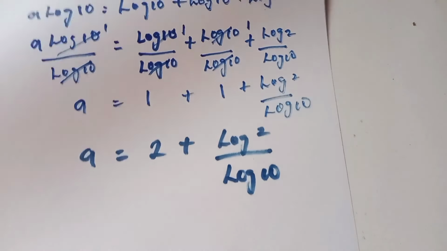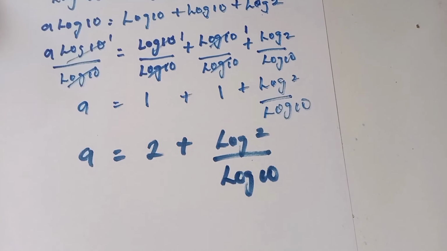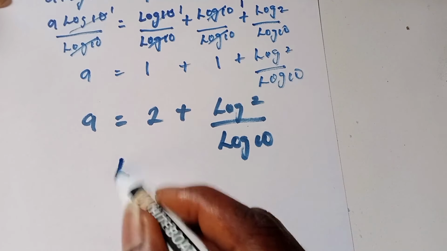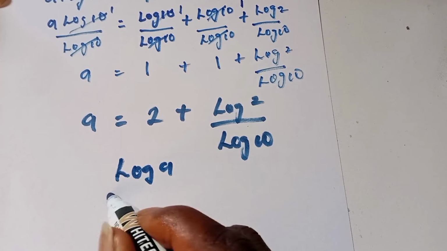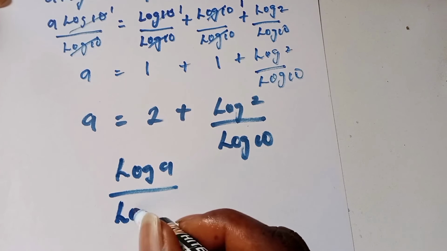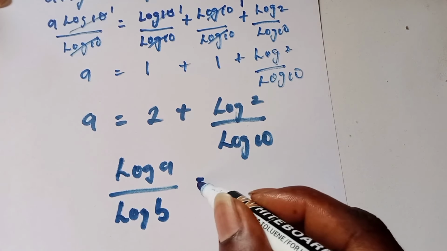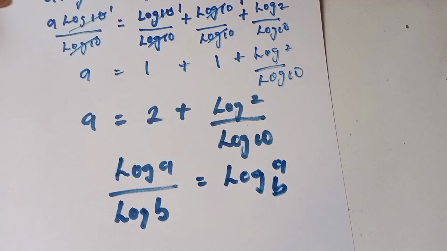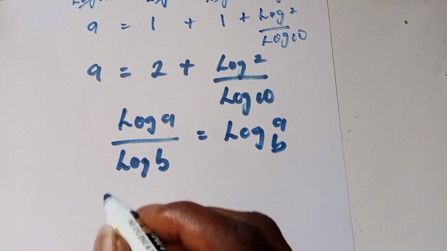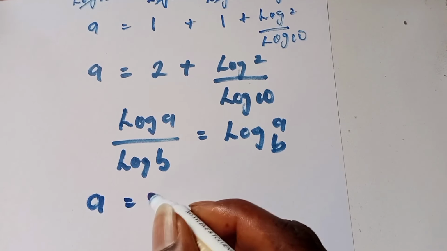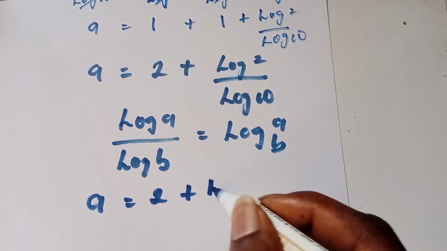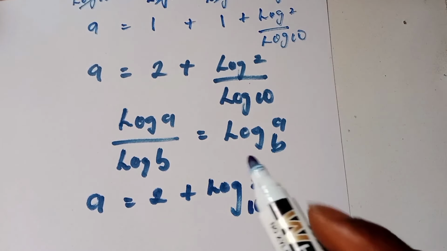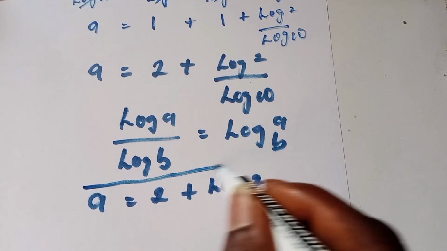At this point, if you apply change of base to log 2 divided by log 10, we have log a over log b. Using the logarithm change of base rule, this is equal to log a base b. So if we apply this, we have that a is equal to 2 plus log 2 base 10. So this is our solution for a.